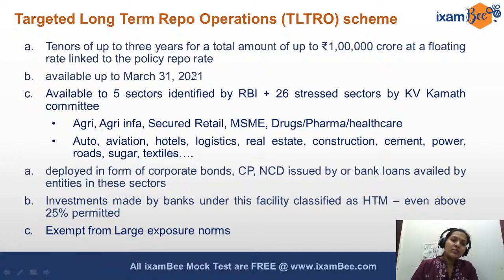Further on, under the scheme, the money that has been taken by the banks has to be deployed in the form of corporate bonds, CP or NCD, basically any debt instrument issued by the entities, or any loan that they want to avail from the banks. And the investment that the banks are making under this can be classified as HTM, even if they are more than the permitted limit of 25%, and they are also exempt from the large exposure norms given by RBI.